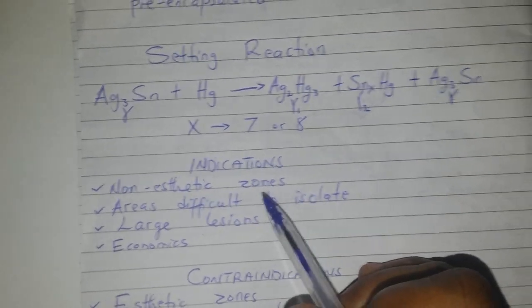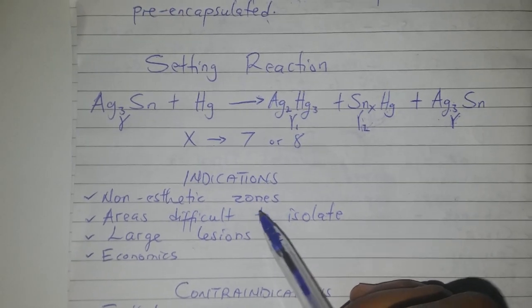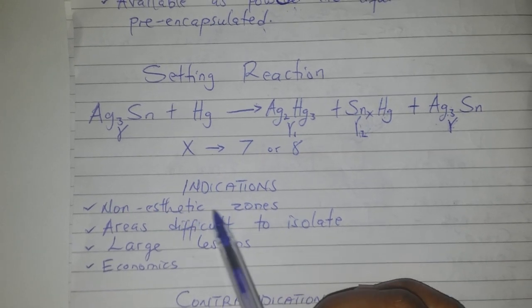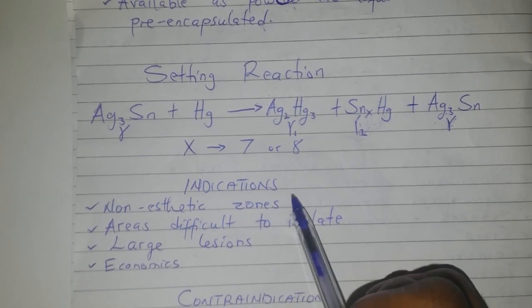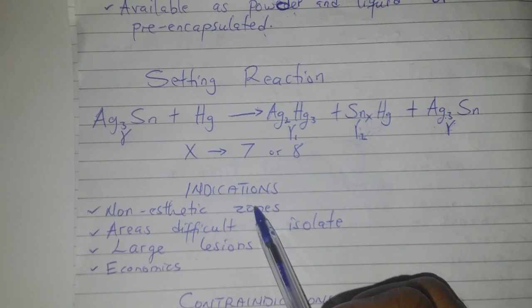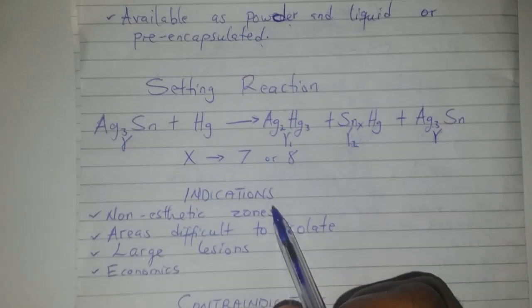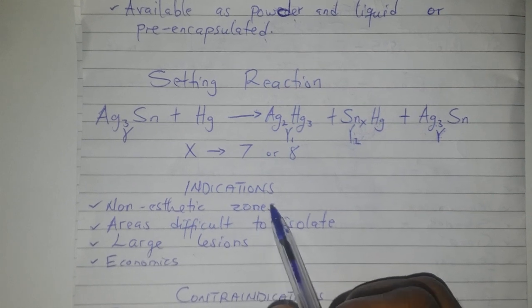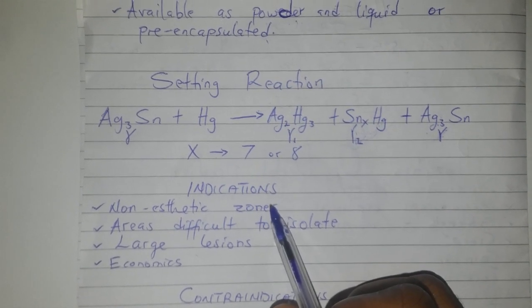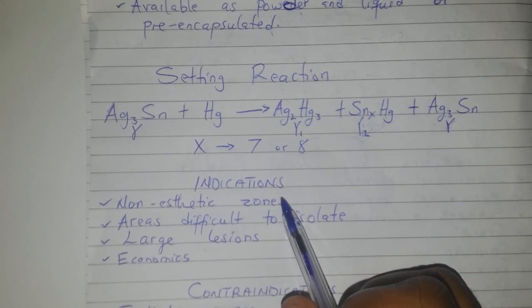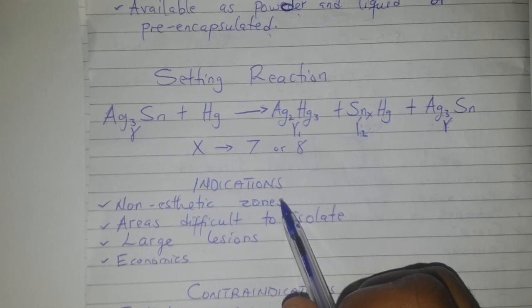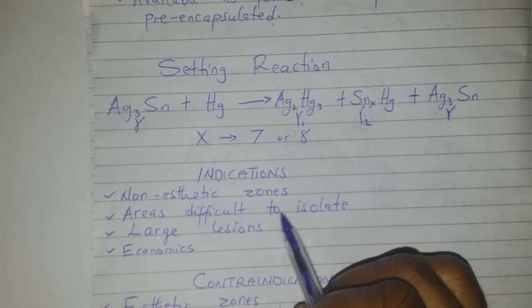Now, indications for the use of dental amalgam. So when do we use dental amalgam? In non-aesthetic zones. So you can use it in your class 1 or class 2, but you wouldn't want to use it in your class 3 or your class 4 because we are dealing with anterior teeth and we don't want it anywhere near the anterior teeth, because dental amalgam is grayish. It's not aesthetic.